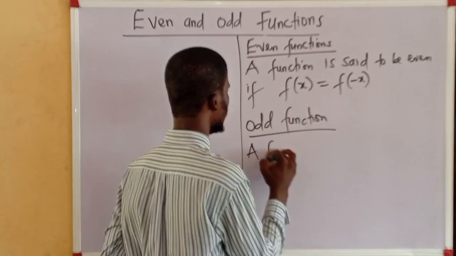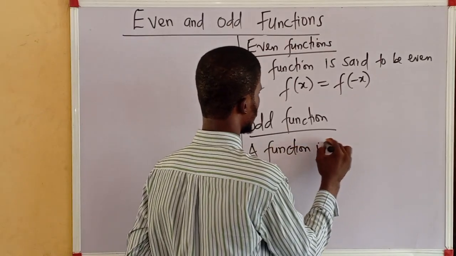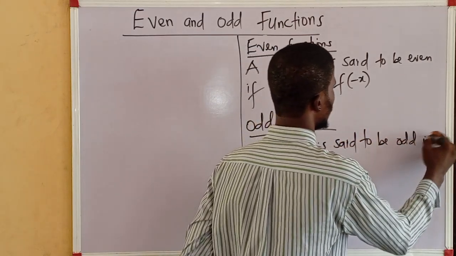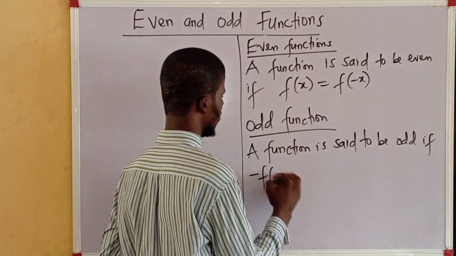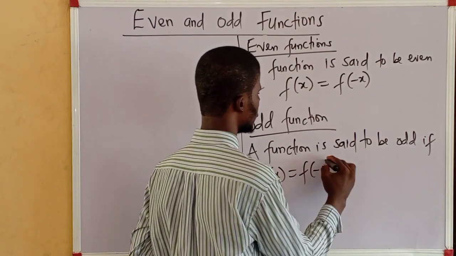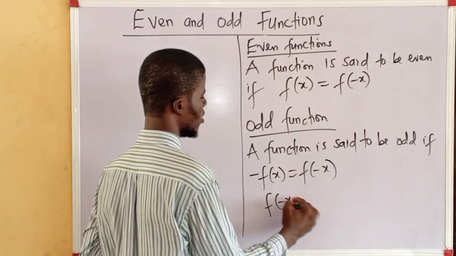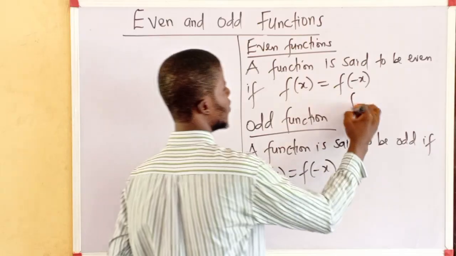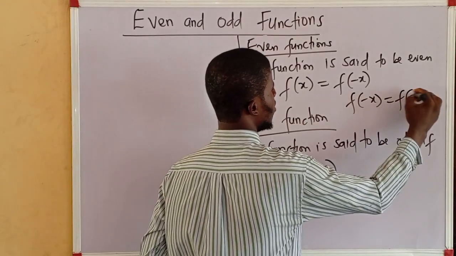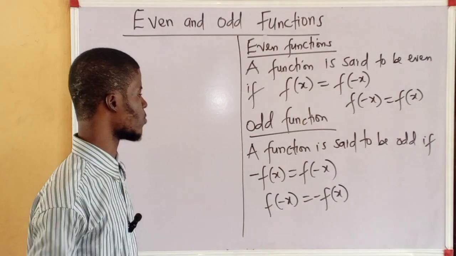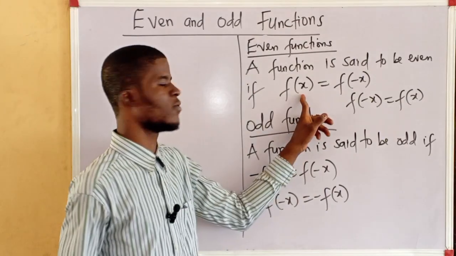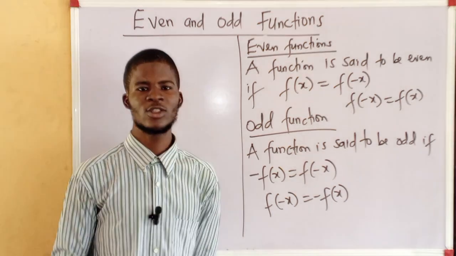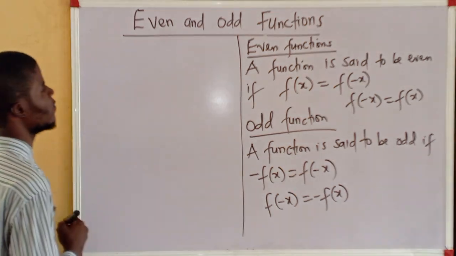a function is said to be odd if minus f of x is equal to f of minus x. Or you can say f of minus x equal to minus f of x. It's the same thing. Here we can say f of minus x equal to f of x. Alright? So this is the condition for evenness of a function, and this is the condition for oddness of a function. Let us consider some functions now and see whether they are even or not.